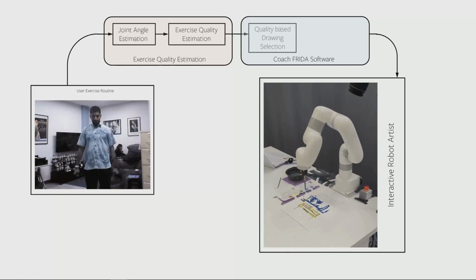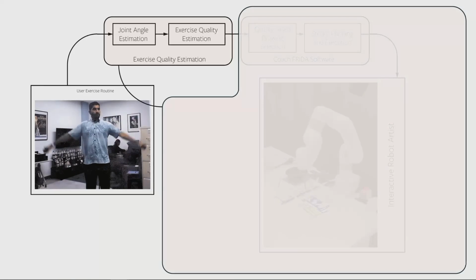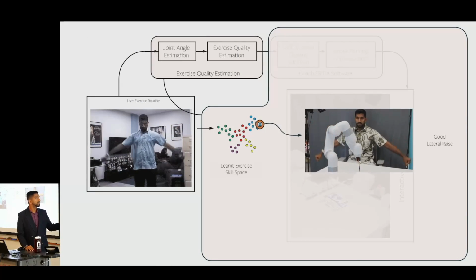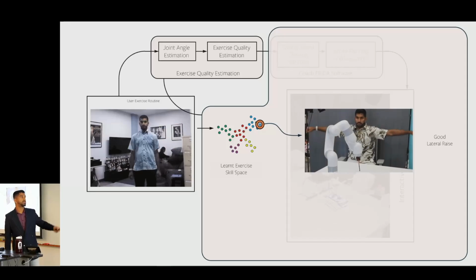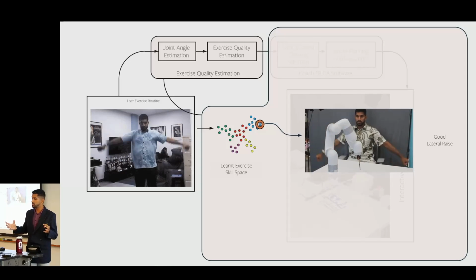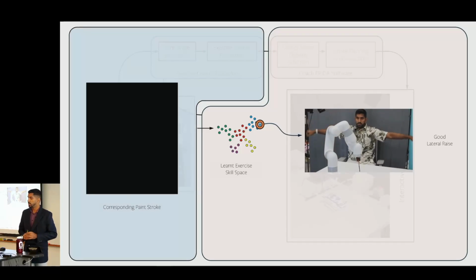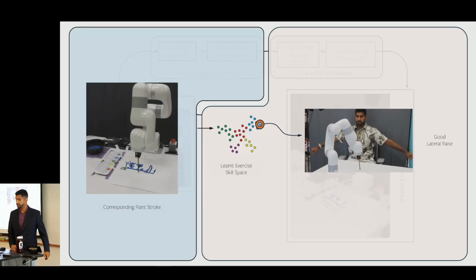And then we have Frida decide what it is going to draw, and then plan out and execute a lot of the strokes that it's going to draw. So on a finer level, it takes the set of exercises that I do, and maybe my first repetition gets mapped to a particular point in this representation space where I have a good lateral raise. I have great range of motion. And this gets mapped to the robot performing a green paint stroke over here.